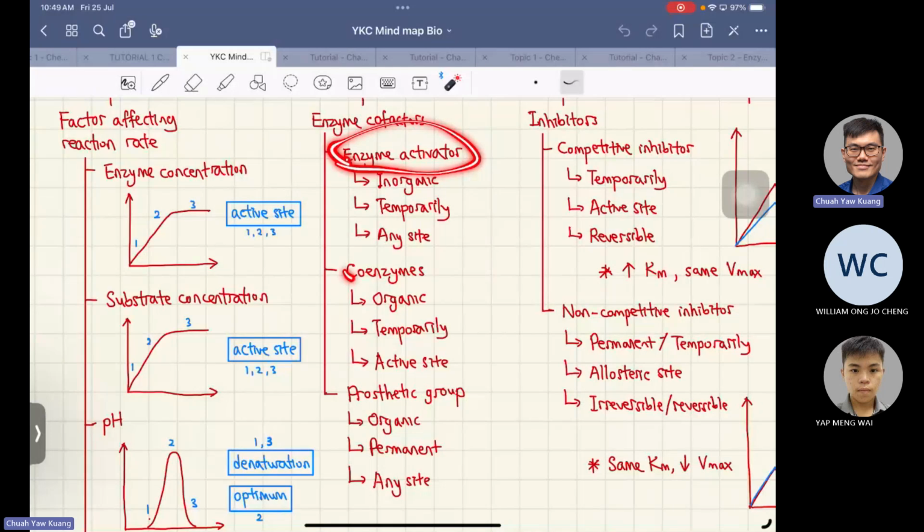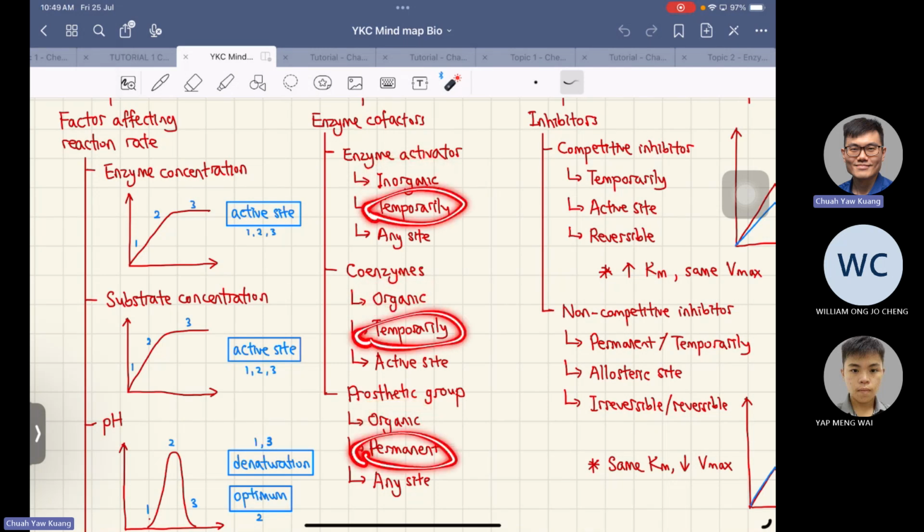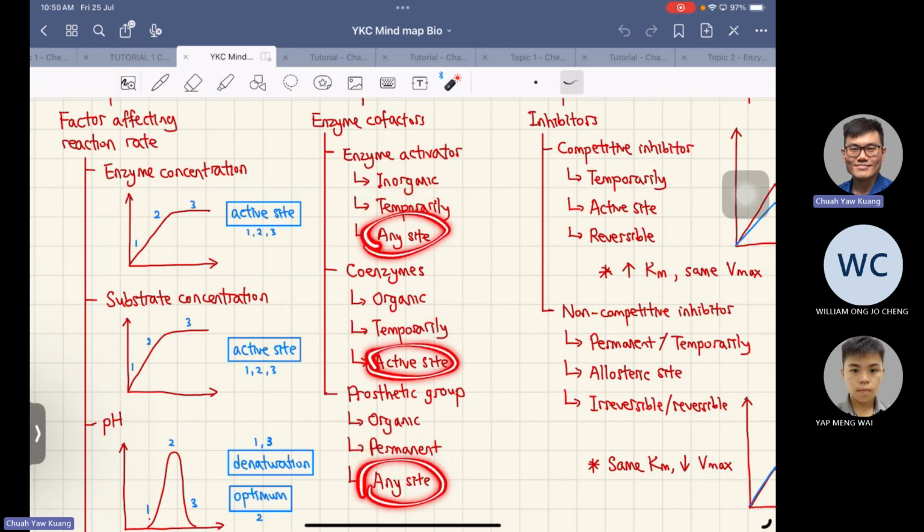Enzyme activator, coenzyme, and also prosthetic group. So what you need to know about them: first, whether they are organic or inorganic. Second, whether they bind temporarily or permanently to the enzyme. And lastly, where they bind to the enzyme in order to work.